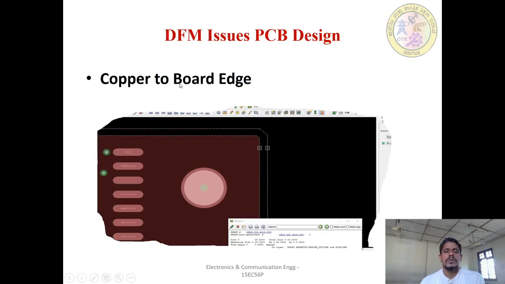Copper to the board edge. This is the copper area, brown colored, and this is the board edge. Between copper and board edge, there should be a clearance. A 2.54 mm clearance should be provided.